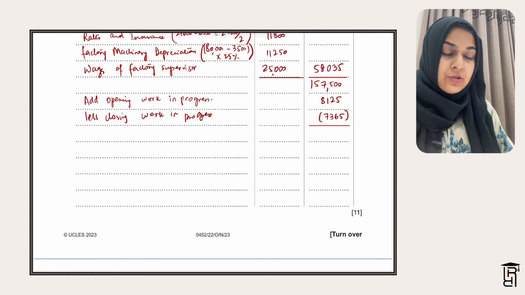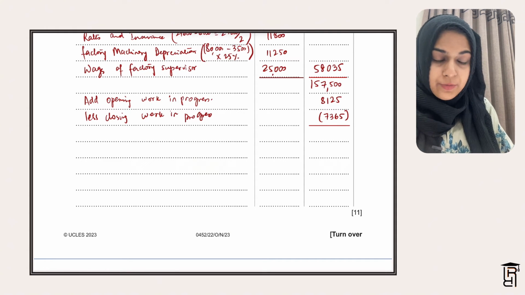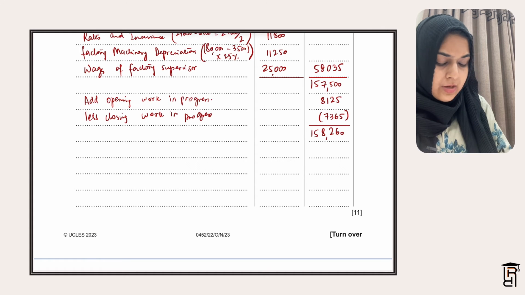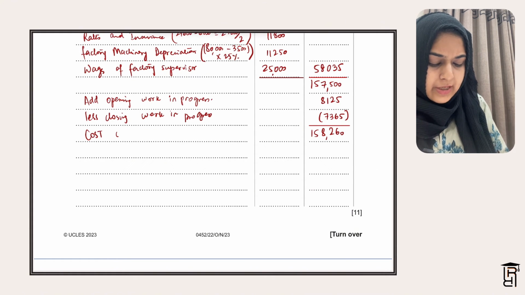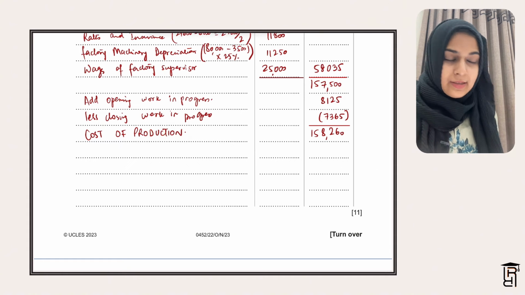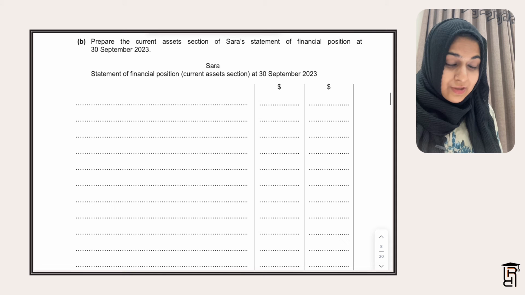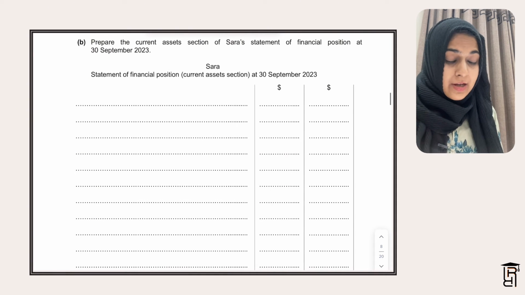So now the value that you get for your cost of production is 158,260, which is your cost of production. So I write here cost of production. So that's it for manufacturing. It is actually that simple. We'll just move on to the next part here.